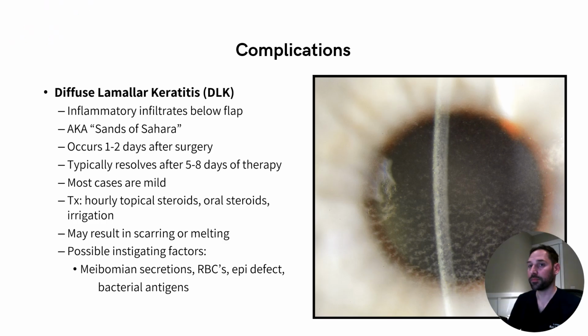Diffuse lamellar keratitis is this haze and inflammation inside the interface of the flap. It can happen from a lot of reasons. Some of it is related to the meibomian gland secretions, the oils that are naturally in your tears. The problem with diffuse lamellar keratitis is that it can develop even years down the line from, say, having a corneal abrasion from a small trauma. The inflammation that's caused by that can track into the interface and cause significant problems.